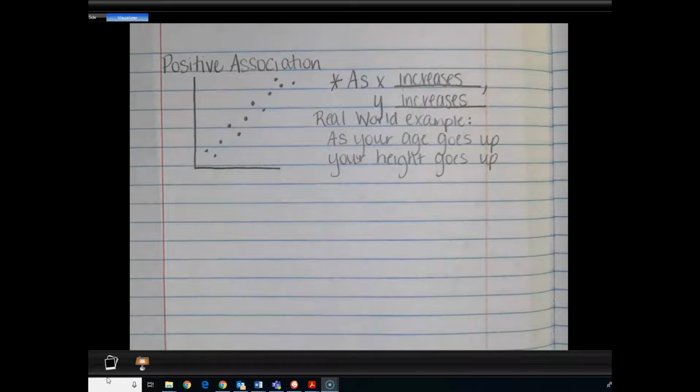Now, yes, there is a stopping point to that. Of course, at some point you say, hey, I'm done growing. But in general, if we're looking at childhood, as you get older, your height goes up. So that is a positive association, a positive correlation.